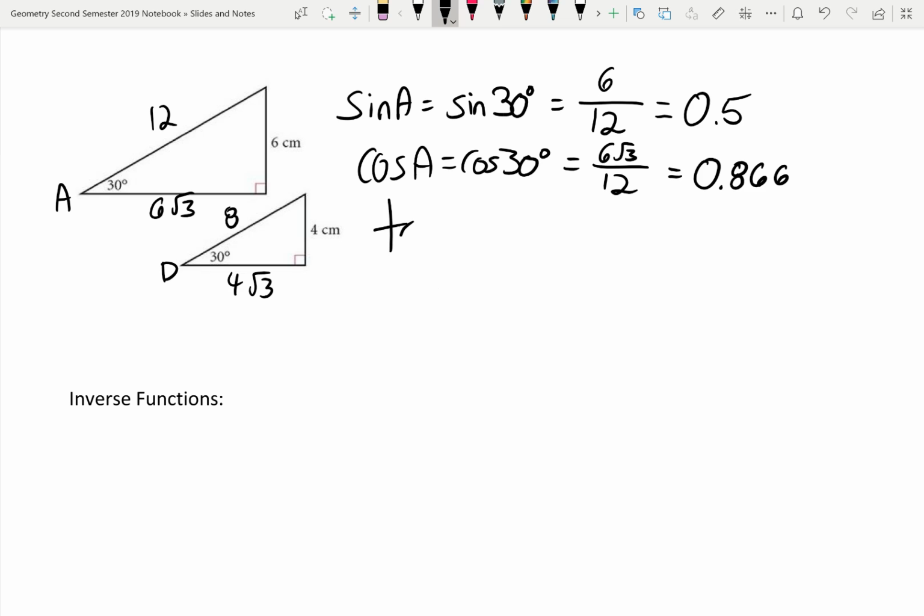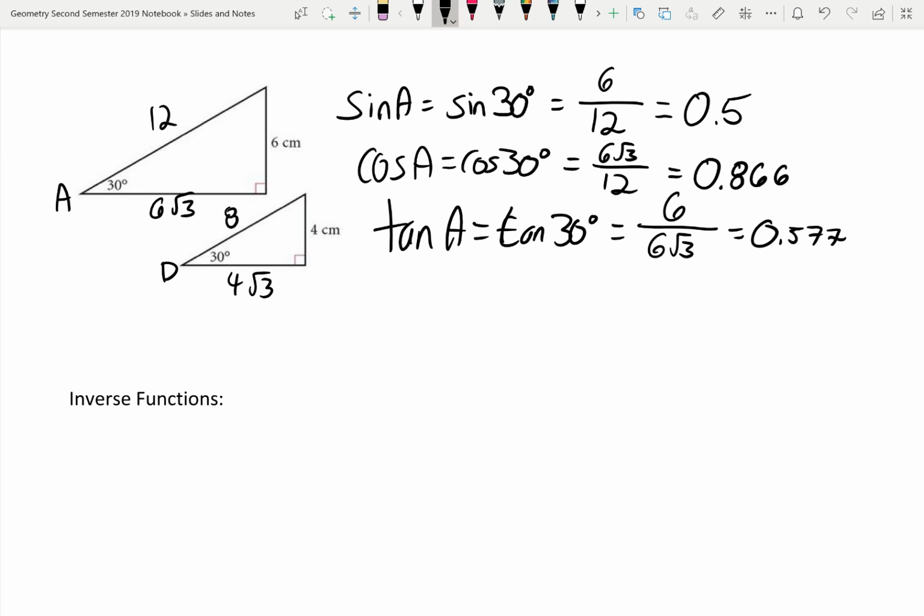Now, tan of A is equal to tan of 30 degrees, which is equal to opposite leg over adjacent leg, which is equal to 0.577. Now, it's standard in these problems to put the decimal points out to at least 3, if not 4 decimal places when making calculations. So get in the habit of that.